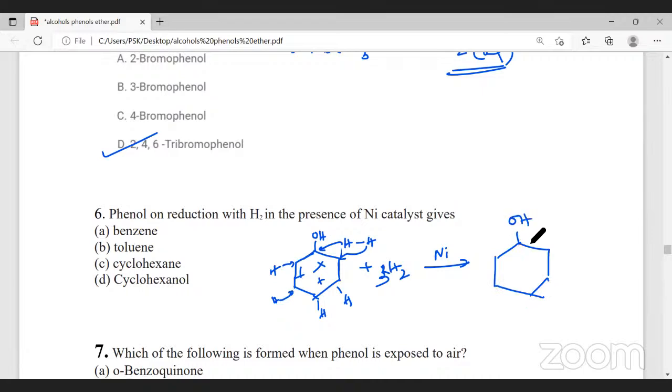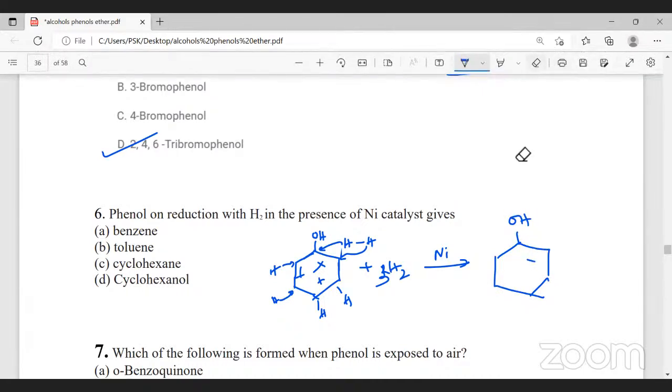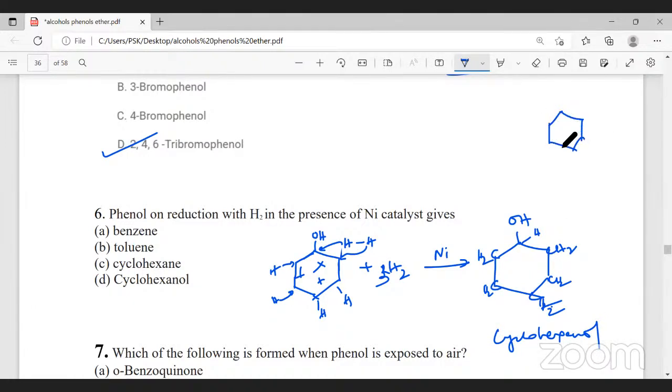You get a hexagon and OH, because pi bonds are broken and hydrogens are added. So what do you have here? You have CH2, here you have H, here CH2, here also CH2, and here also CH2. So the name of this molecule is cyclohexanol. This is cyclohexane, a ring compound, and if I have an OH group here, it will be called cyclohexanol. Hence the answer for this question is option D.